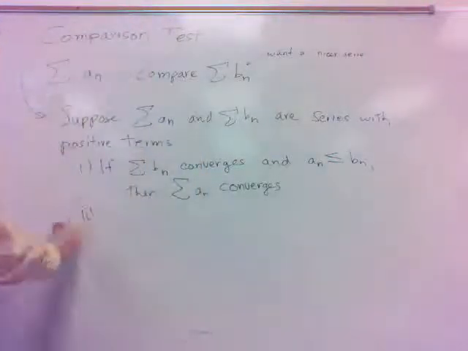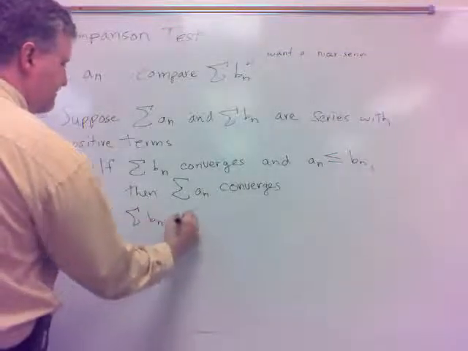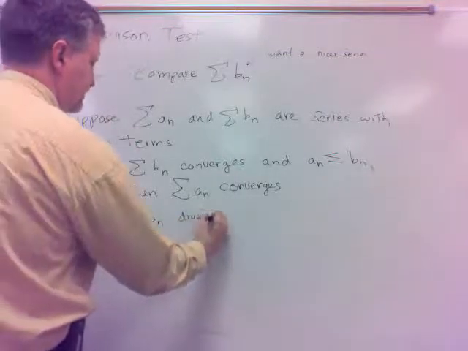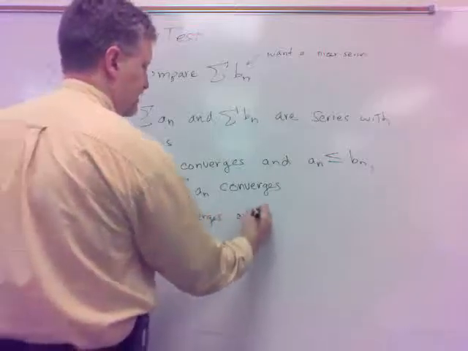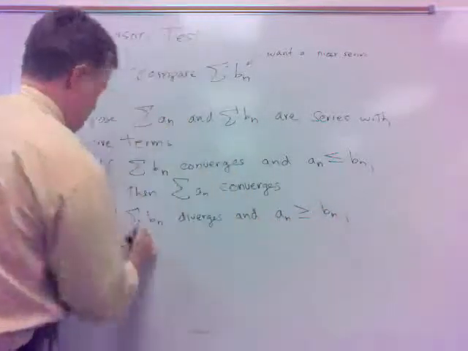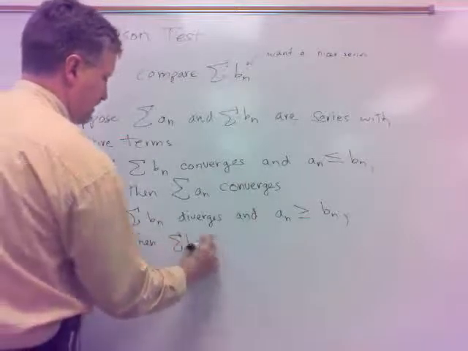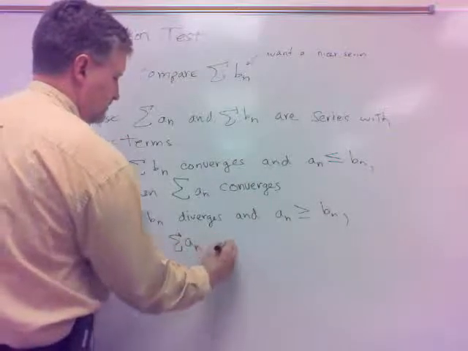Okay, well, guess what part 2 does? Kind of goes the other way. If the series B sub n diverges and the A sub n's are greater than or equal to the B sub n's, then the series A sub n diverges.